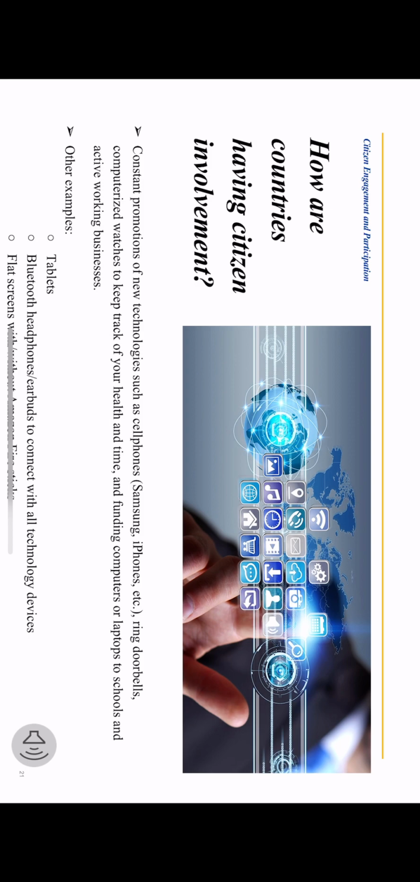Other forms of promotions would consist of tablets, Bluetooth headphones, earbuds to connect with other forms of technology, and flat screen TVs with or without Amazon Fire Sticks.